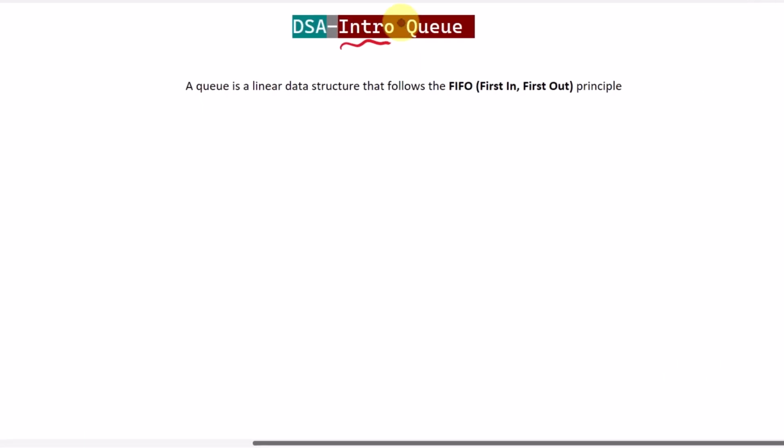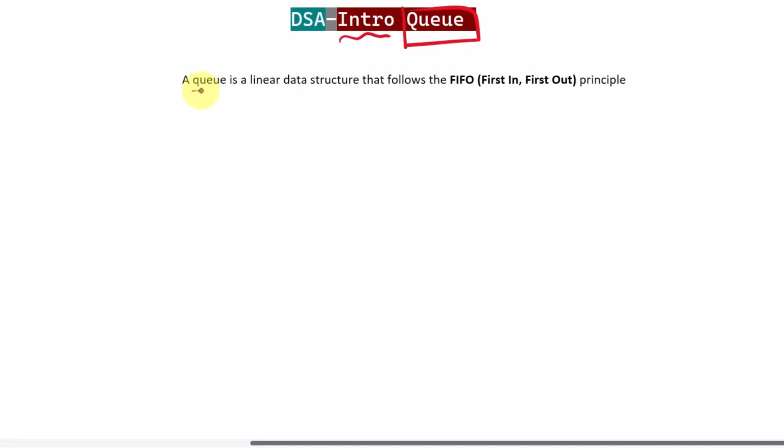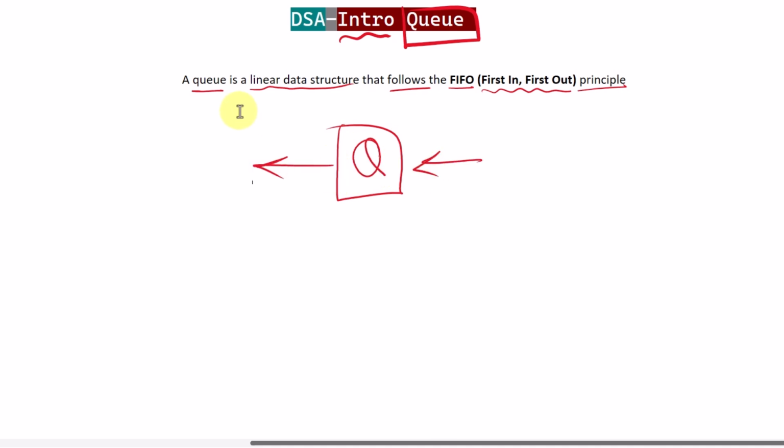So let's just talk about the queue data structure. The queue is a linear data structure that follows the FIFO, or first in first out, principle. That means in a queue data structure, the element that is added first will be the element to be removed first. Like an example, a bunch of people standing in a line.